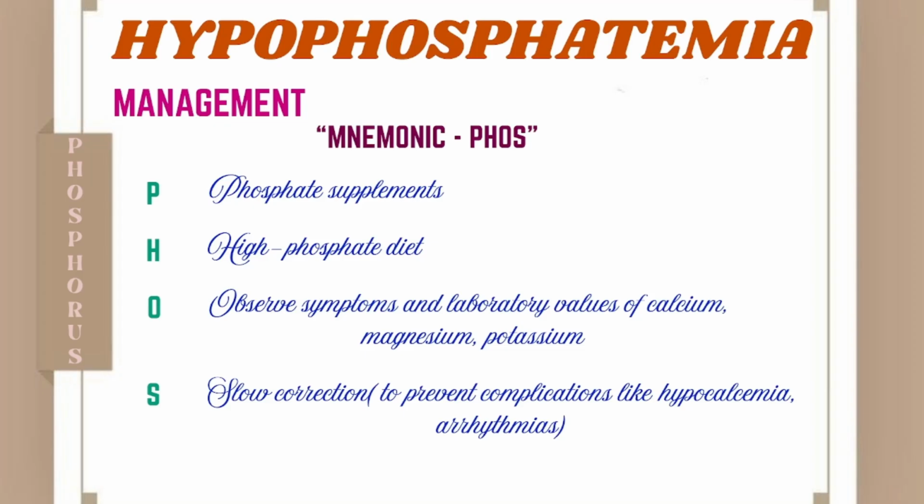The mnemonic is PHOS. Phosphate supplements, high phosphate diet, observe symptoms and lab values of calcium, magnesium, and phosphorus, and slow correction of phosphorus to prevent further complications. So, this is the condition of hypophosphatemia.